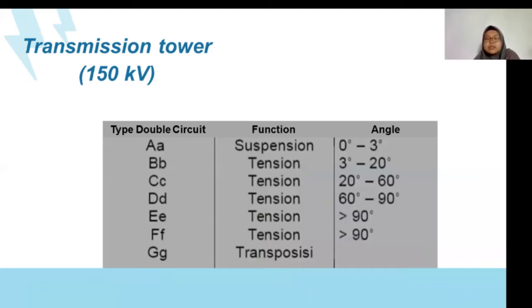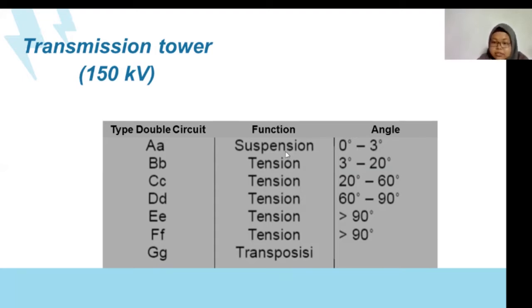And here is a table. This is a type double circuit. There are A until GG, and after that, this is a function. It can be suspension, tension, and also transposition. And this is angle. The angle starts from 0 degree until more than 90 degree. This angle means the turning angle, or in bahasa sudut belokan.